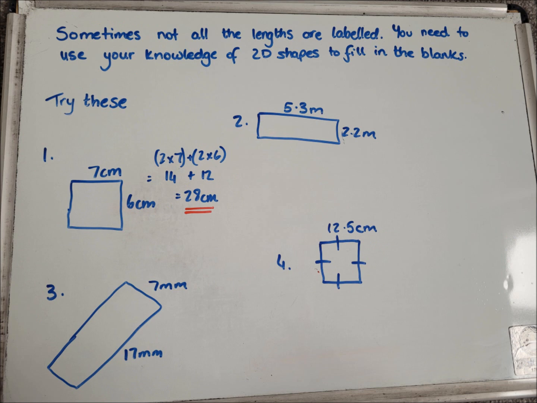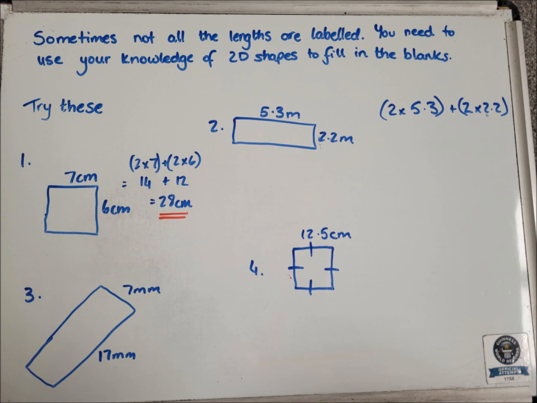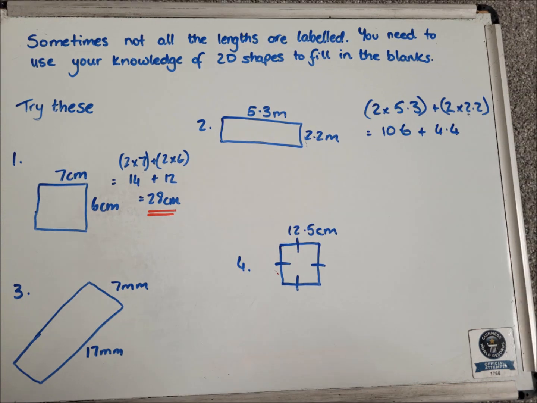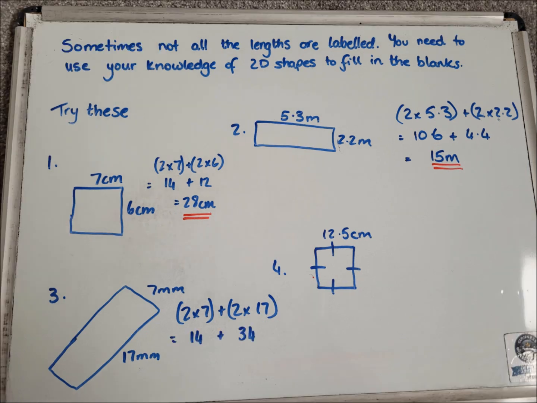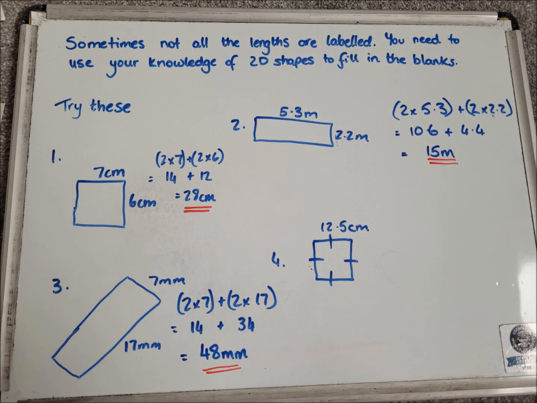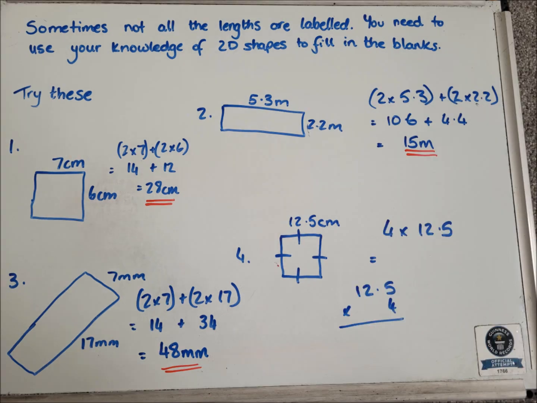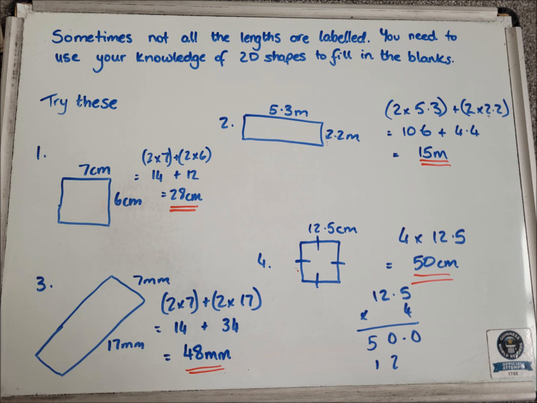For question 2, I had 2 times 5.3 add 2 times 2.2, which gives me 10.6 add 4.4, giving me an overall answer of 15 metres for number 2. For question 3, I had 2 times 7 add 2 times 17, which is 14 add 34, giving me an answer of 48 millimetres overall. For question 4, I knew that I had to do 4 times 12.5 because there are 4 sides of 12.5 centimetres. So I did this in a little chimney sum and I got the answer of 50 centimetres overall.